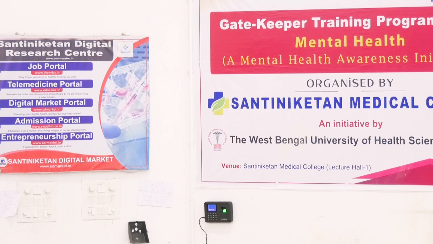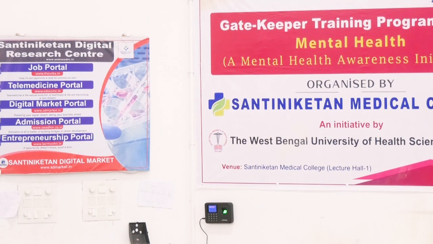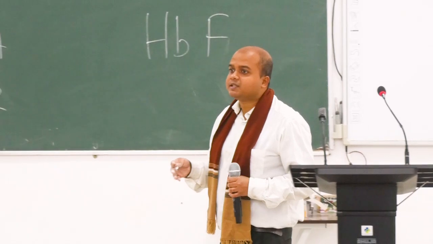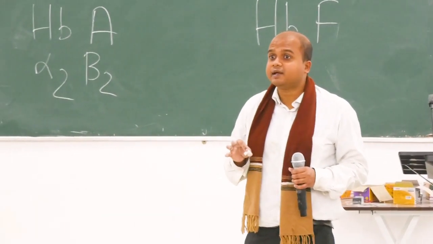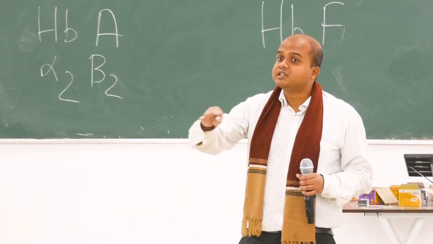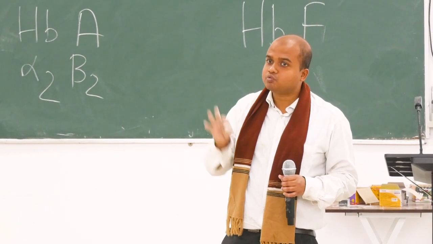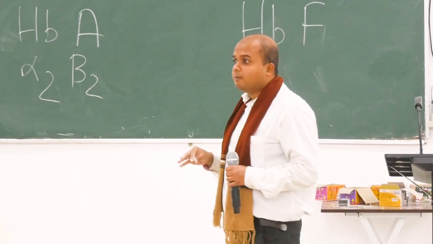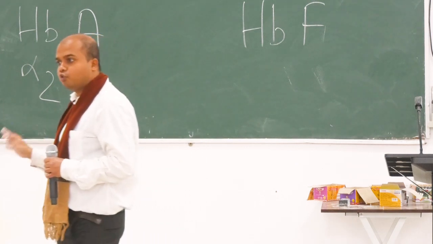Now, if hemoglobin F continues to persist, it is an abnormality. We will come to the abnormalities. It is hereditary presence of fetal hemoglobin. It is a hereditary disease. Fetal hemoglobin is persisting into adult life. That is one of the abnormalities of hemoglobin. But all these are related to production of globin chains.